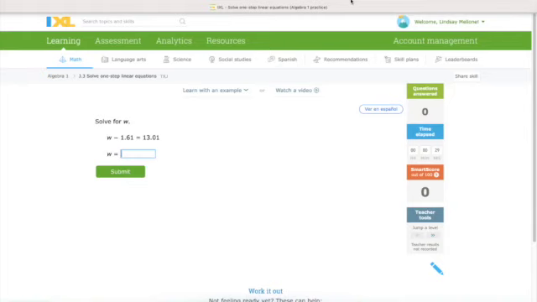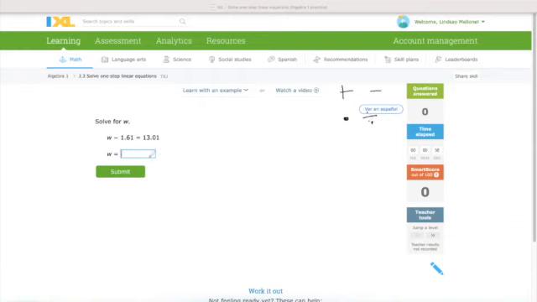Keep in mind when we solve one-step equations, it's important to remember your inverse operations. So what I mean by that is inverse operations are plus and minus, and also multiplication and division. So anytime you're trying to get that variable by itself, you're going to use the inverse operation or the opposite.